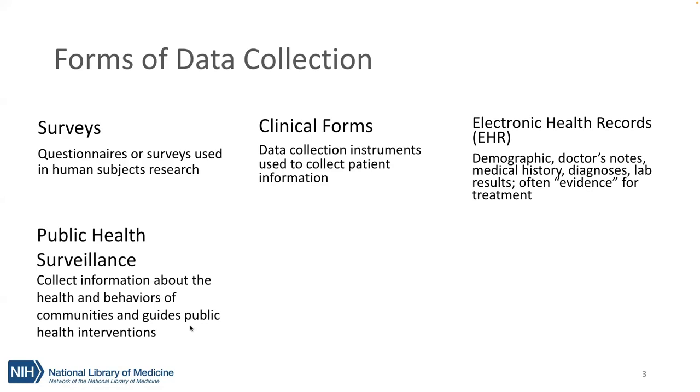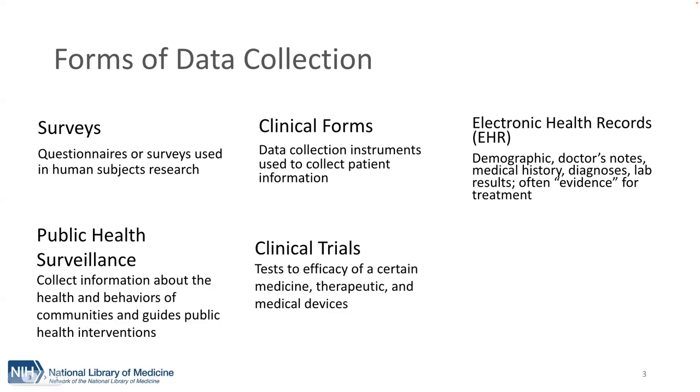Next, we have public health surveillance. Compared to surveys and clinical forms, where you're often working with an individual, public health surveillance is actually on the community level. This is the collection of information about the health and behaviors of communities, and often this will guide public health interventions. Another example includes clinical trials, which will test the efficacy of certain medicines, therapeutics, as well as medical devices.